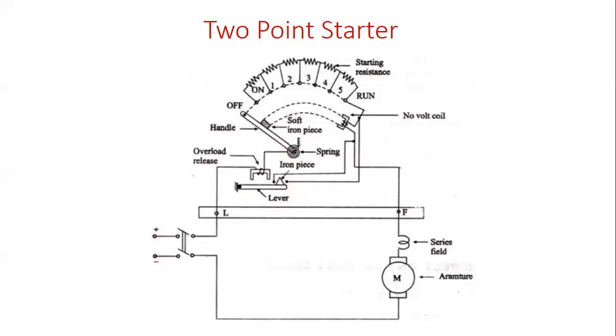Now coming to its drawback. The next one is the 3 point starter. Why are we going for the 3 point starter? If there is any drawback in the 2 point starter, then only we go for the next version of any product. Suppose you are buying a car.